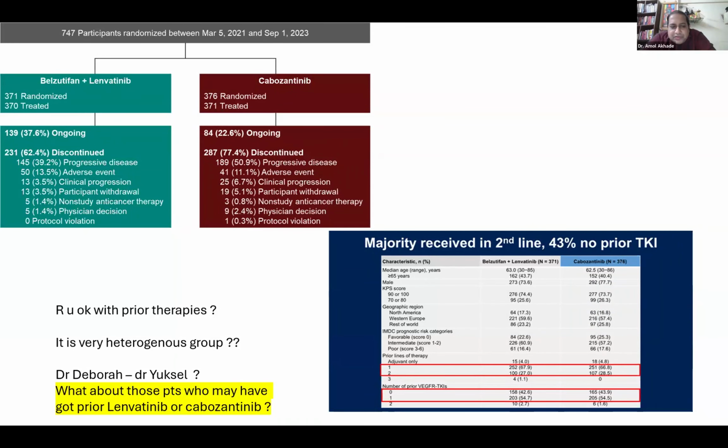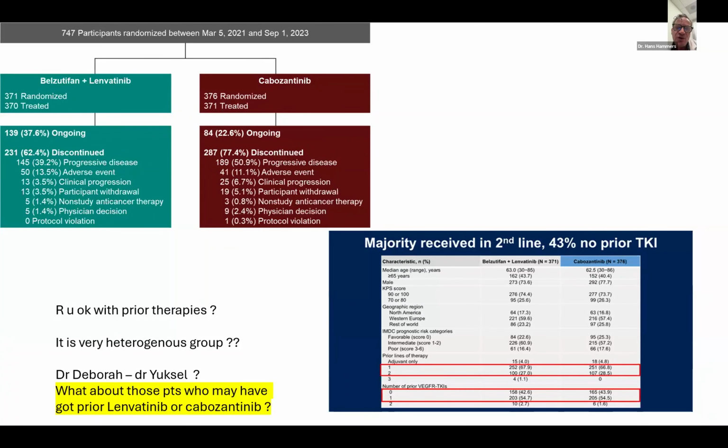Dr. Hans, your thoughts on this? I don't think we will have an exact answer for any of this sequencing because the treatment landscape always changes and the sequencing follows. Yeah, and I wonder if the patients who previously received those therapies were excluded. They have not mentioned that in the presentation. Yeah, there was no prior lenvatinib allowed, for example.